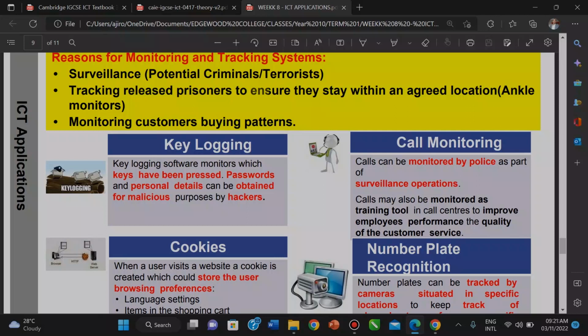Then we have call monitoring. Call monitoring is done in two ways: being monitored by the police, as part of a surveillance operation, and two, the employers of the ISPs could actually monitor your calls to improve their customer service experience.